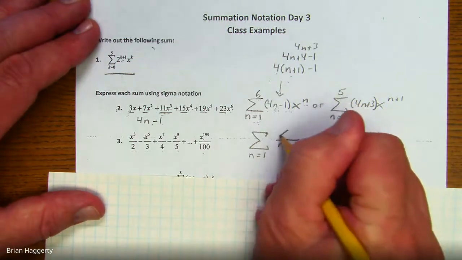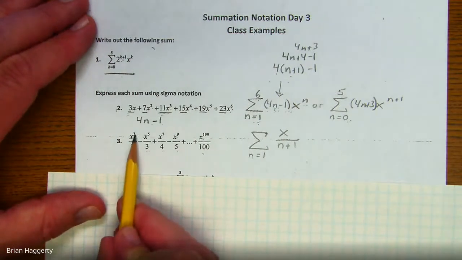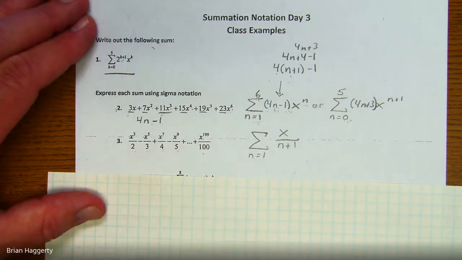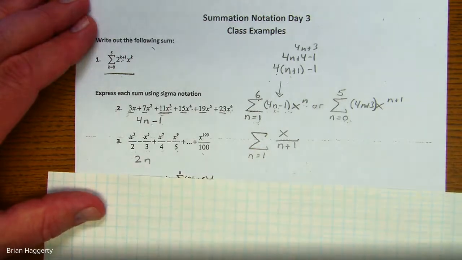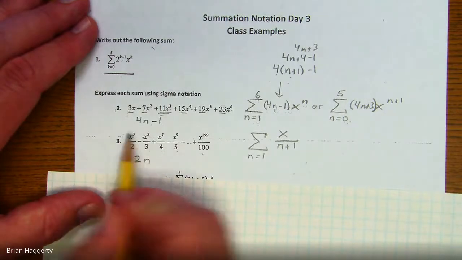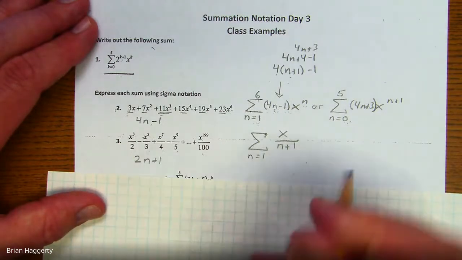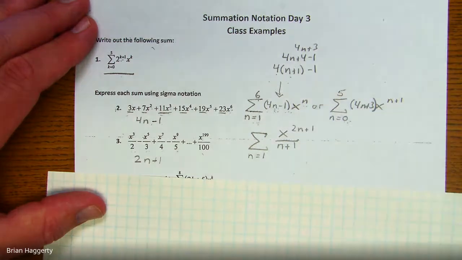Okay, up top, it's going to be x, and then the pattern for the exponents: 3, 5, 7, 9, all the way up to 199. So we have an arithmetic sequence for the exponents. The exponents are going up by 2 each time, so we make 2 the coefficient of the n. And then if there was one more term in front, it would have to be a 1. So 2n plus 1 looks like it should work.